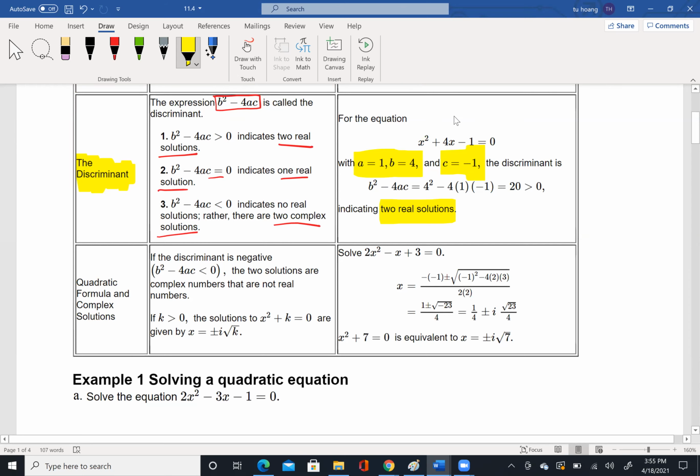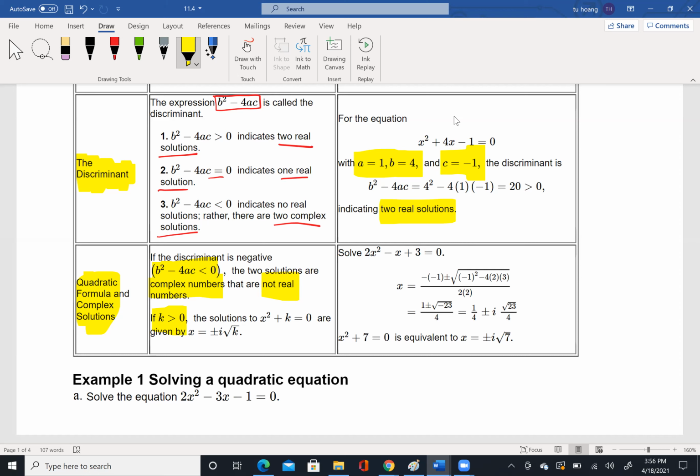Also, we're going to learn about the quadratic formula and complex solutions. Remember that in the third case of the discriminant, where b squared minus 4ac is less than 0, we will have two solutions that are complex numbers, which means they're not real numbers. If k is greater than 0, the solutions to x squared plus k equals 0 are given by x equals plus and minus i square root of k.